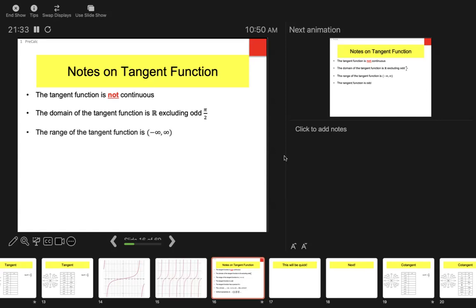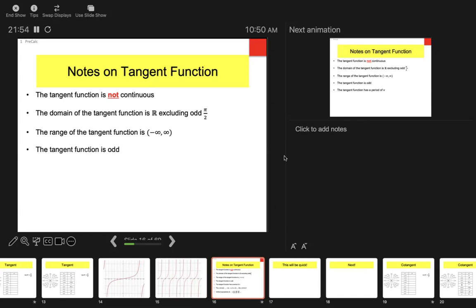Third one, it goes from negative infinity to positive infinity for the range. The y values are all real numbers. The previous class asked, why didn't you just write all real numbers? And I said, yeah, why didn't I write all real numbers? I guess that would be an easier way of writing it.